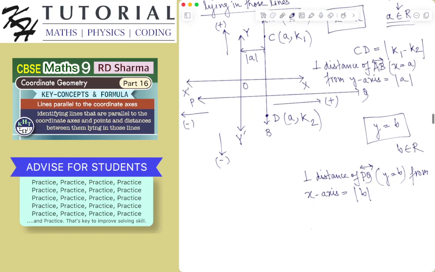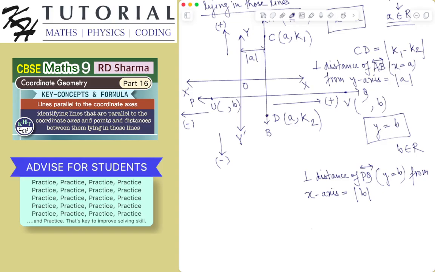Now let's discuss points lying on the line PQ which is parallel to the x-axis. Let's say there is a point U over here, and another point V over here. The ordinate of all points lying on the line PQ will be the same, and the ordinate will be b. So the ordinate of the point U which lies on PQ is b, and the ordinate of the point V is also b. Where is b coming from? The equation of the line PQ is y equals b.